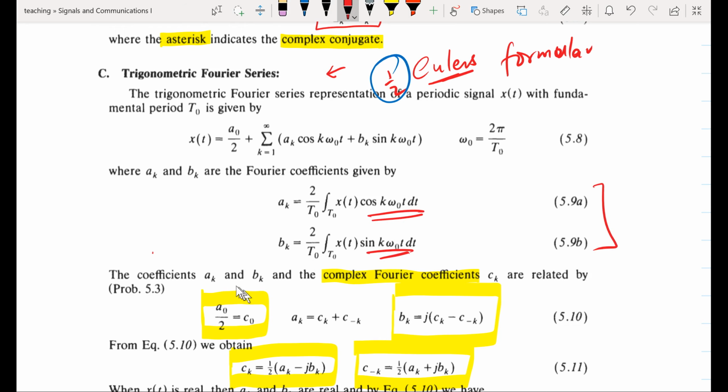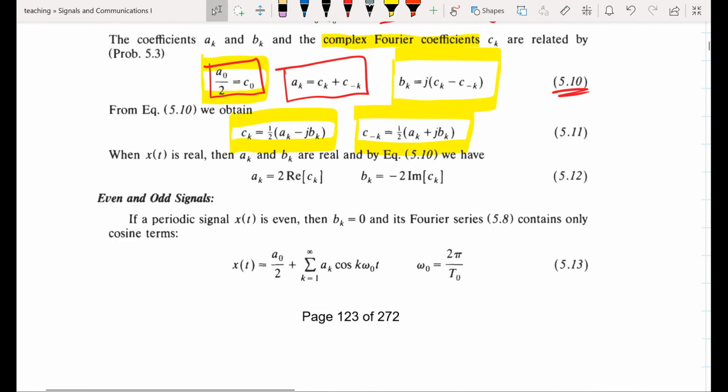And we are saying that a k, b k and the complex Fourier coefficient c k can be related, as I alluded to earlier: c naught is going to be half of a naught, so the 2 is being cancelled by this half, and for that reason we are able to express c naught in terms of a naught. And a k may be expressed as the sum of c k and c minus k, as we can see in equation 5.10. In a similar manner, without going into the derivations, we may express c k in terms of a k and b k, and you can see this is a complex Fourier coefficient.